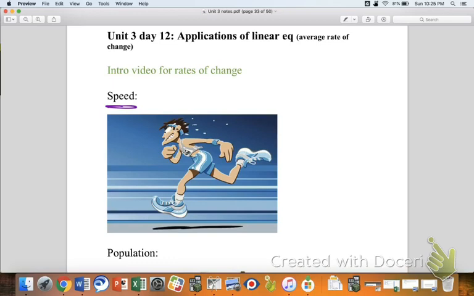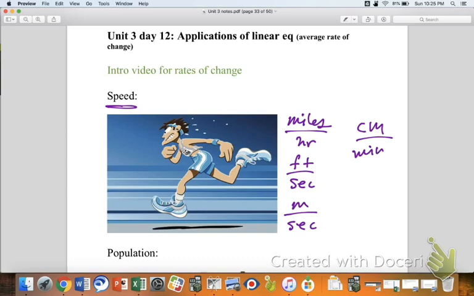And so the units for speed are typically things like miles per hour, maybe feet per second, meters per second, centimeters per minute. Lots of different options there. Those are all units for speed. You can think of it as a linear unit divided by time.